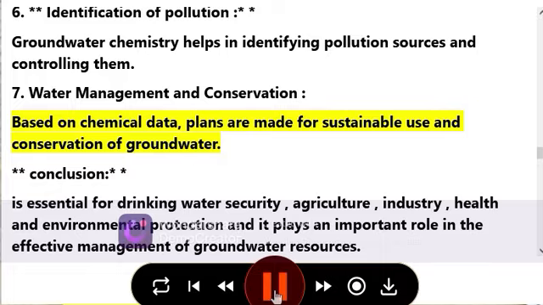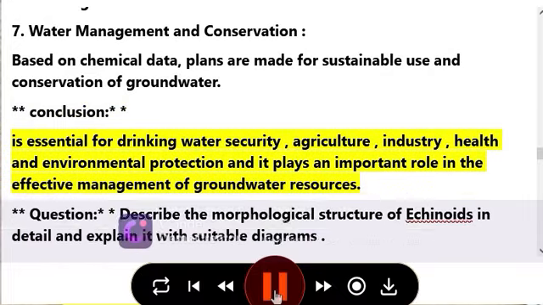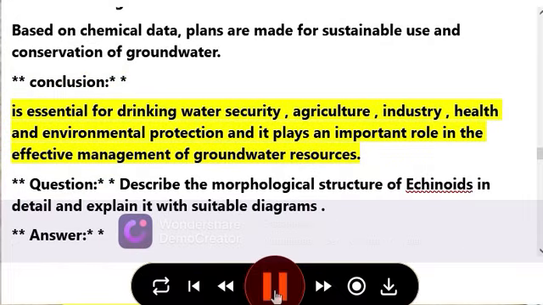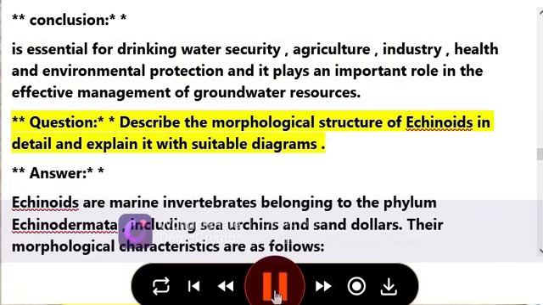7. Water management and conservation. Based on chemical data, plans are made for sustainable use and conservation of groundwater. Conclusion: Groundwater chemistry is essential for drinking water security, agriculture, industry, health, and environmental protection, and it plays an important role in the effective management of groundwater resources.